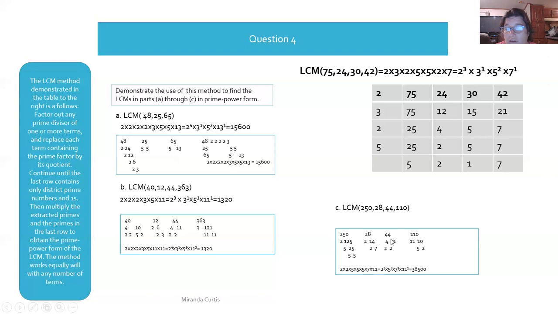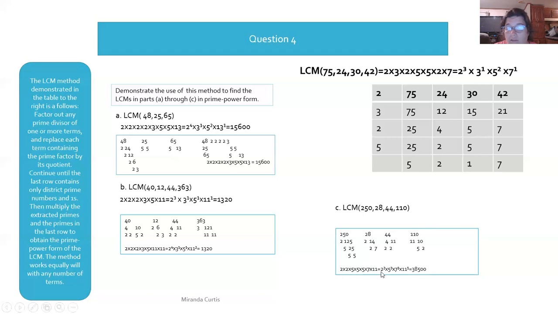This 11 from our 44, sorry guys. 28 is 2 times 14. Bring it down, you get 2 times 7 is 14, those are primes. 44 is 4 times 11. 11 is prime. 4, you bring your 2 2s down. Got 110, 11 times 10. 11 is prime, and 5 times 2, so you got to bring those down.